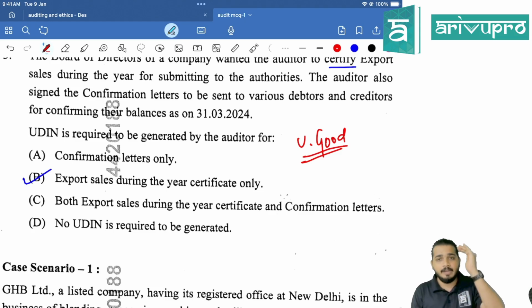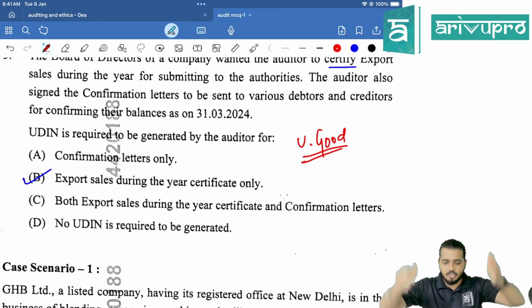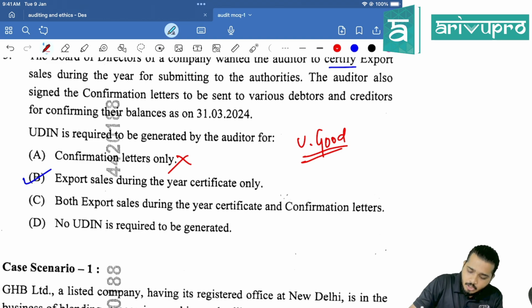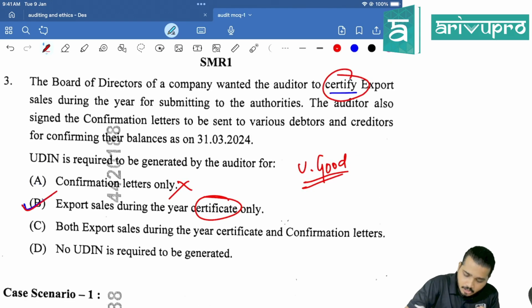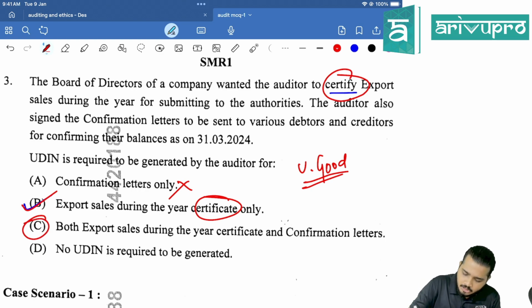UDIN is required whenever you are certifying, because when you certify, you're telling that this information that I'm giving is true and correct. Clear? So for which particular point is UDIN applicable? Confirmation letters, UDIN not applicable. Export sales during the year, certificate only because you're certifying. So for this, UDIN is definitely applicable. Both confirmation as well as certificate, and no UDIN, this is a wrong answer.